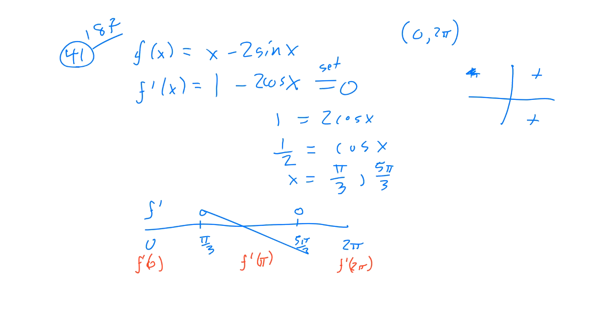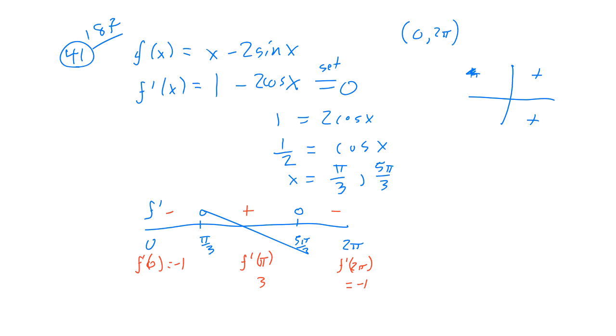So f prime of 0 is 1 minus 2 cosine 0, which is 1 minus 2, or negative 1. So the derivative is negative there. F prime of pi is 1 minus 2 cosine pi. Cosine pi is negative 1, so this is 1 plus 2, or 3. So that means that my derivative is positive in the middle. And at 2 pi, cosine is 1 again, so that's giving me negative 1 as my derivative.